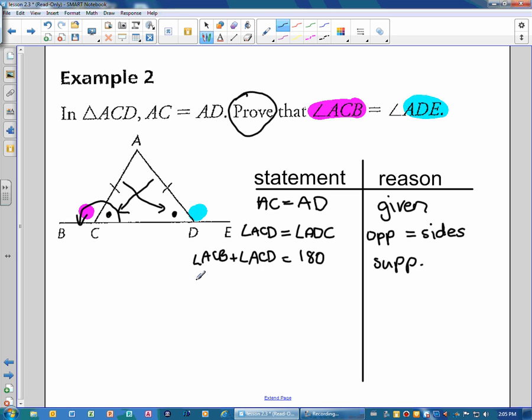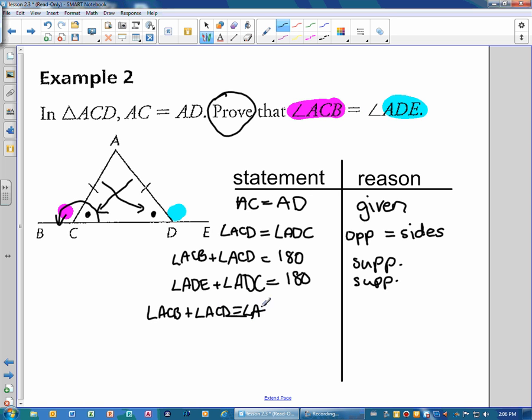Can't I say the same thing on the other side? Can't I say that angle ADE plus angle ADC, same thing, they're equal to 180 degrees because they're supplementary. All right, well, if ACB and ACD equals 180, and ADE and ADC equal 180, don't these two equal each other because they both equal 180? So I can say that angle ACB and angle ACD equals angle ADE and angle ADC, because they are both equal to 180 degrees.